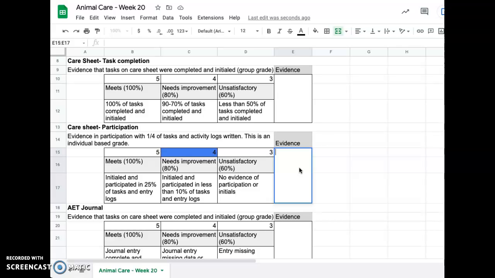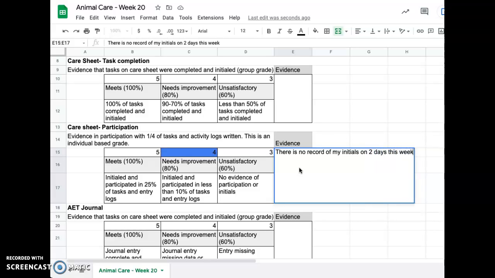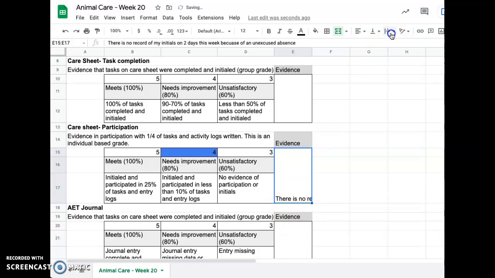So it needs improvement. What's my evidence? Well, there is no record of my initialing on 2 days this week because of an unexcused absence. If it's an excused absence, that's one thing. If it's unexcused, that's the other.